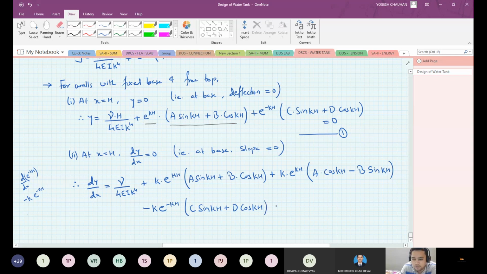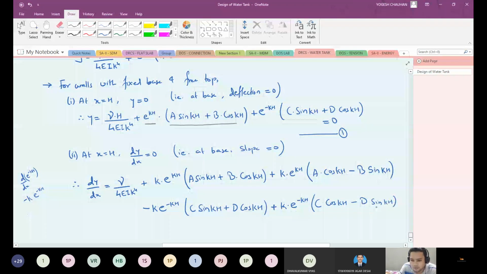Again, we keep this constant and differentiate this, so this will be now plus, because here k is a positive value, k into e raised to the power minus kh into c cos kh, since differentiation of sine is cosine, minus d sin kh. Okay, and this is equal to 0 because your slope is 0.